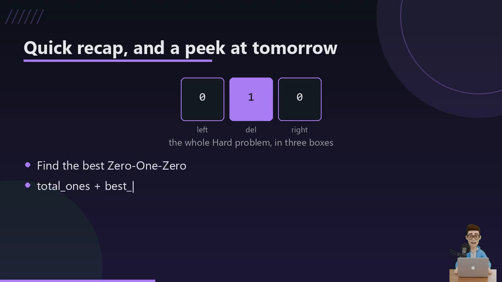Let's recap the whole thing gently. Remember that little sandwich? Find the best 010. Add its gain to the total number of ones, and you have your answer. Do the counting up front, trim only the two edges, and let the cheat sheet handle the middle. That's the entire hard problem. You did it. Tomorrow, this same run and lookup idea unlocks a trickier puzzle, same time, and you're more than ready for it. Some things in tech really are hard. This one wasn't.